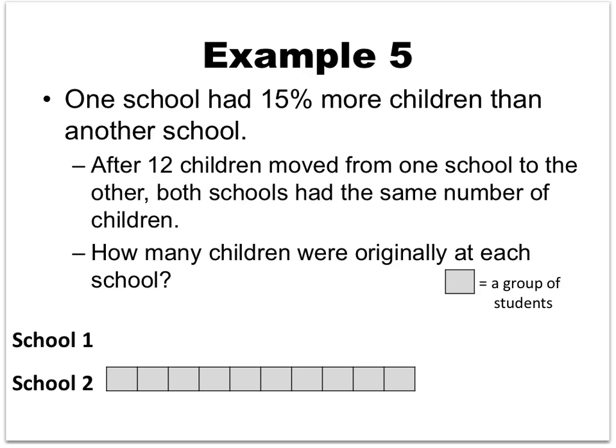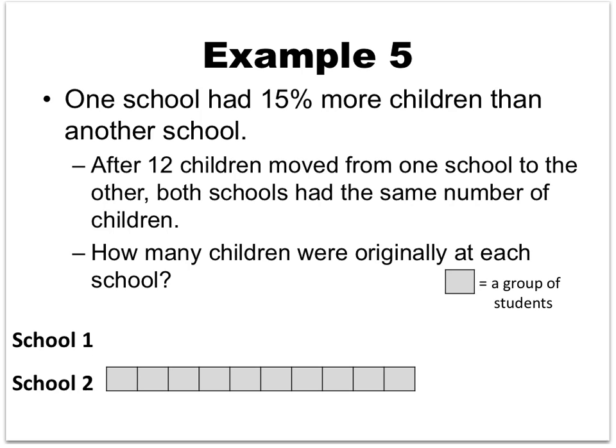So let's kind of draw a strip diagram here. And let's start off with the second school. We're going to start off with the second school because we're told that the first school had 15% more children. So let's draw a strip here for school 2, divide that up into 10 pieces. So each one of those boxes represents a group of students, which again is 10% of the students at school 2.